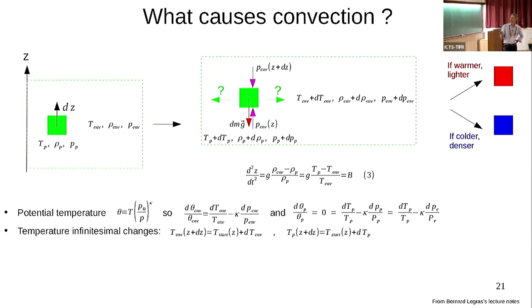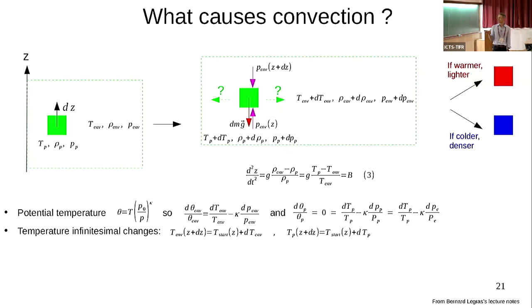So let's use potential temperature. This is the definition of potential temperature. And if you calculate the logarithmic derivative of this, it depends on the variation of temperature and the variation of pressure. You do this for the environment, and you also do this for the parcel. And the beauty of it is that this parcel is going to conserve its potential temperature.